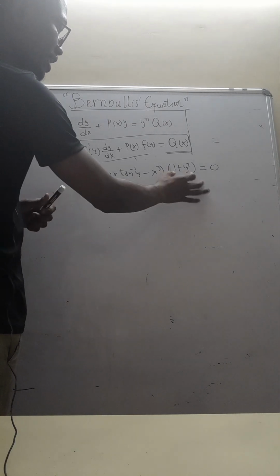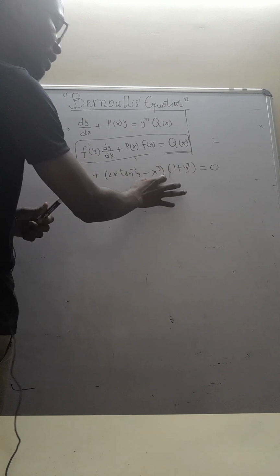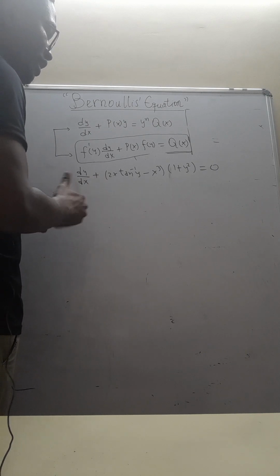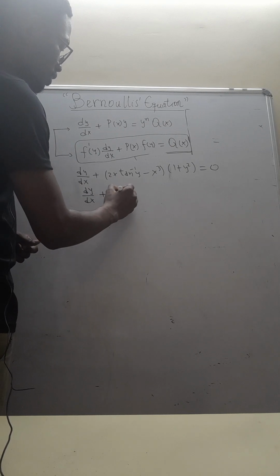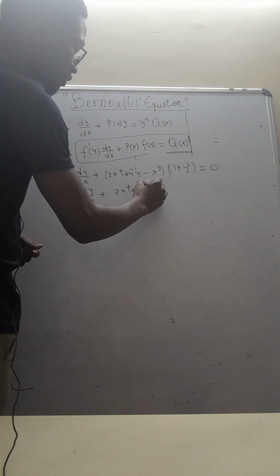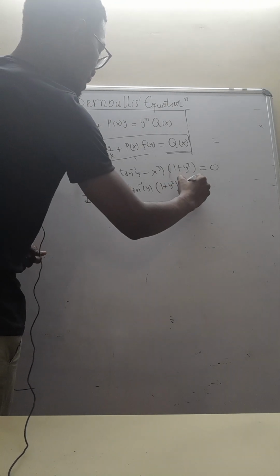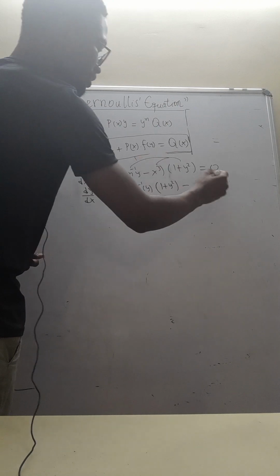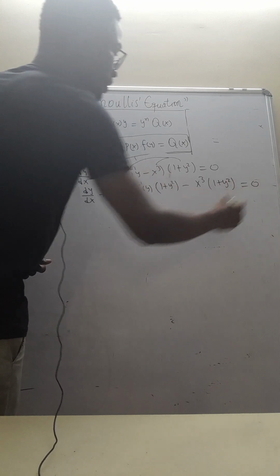That's the point. See, here you have y, 1 plus y squared. So you can multiply this by this and this by this. Very easy. dy by dx plus 2x tan inverse of y times 1 plus y squared, then minus x cubed. I'm just distributing this and this and this and this. Times 1 plus y squared is equal to 0.